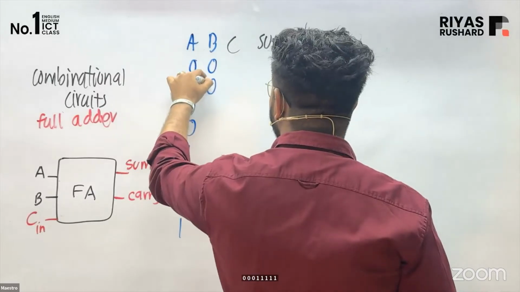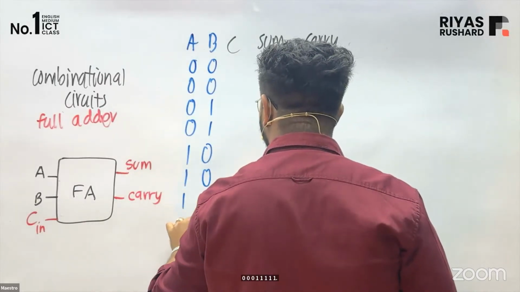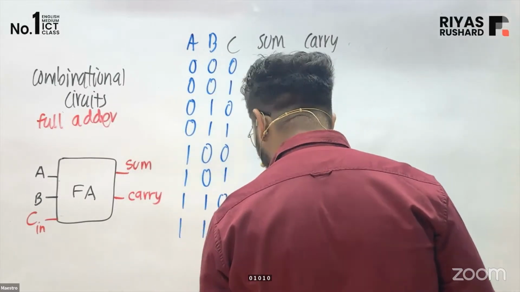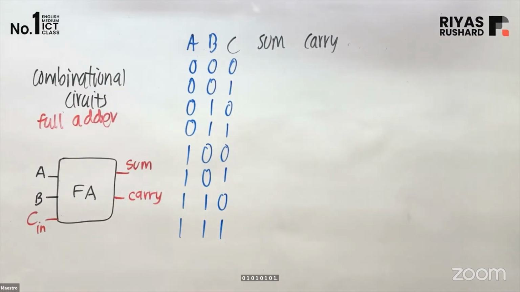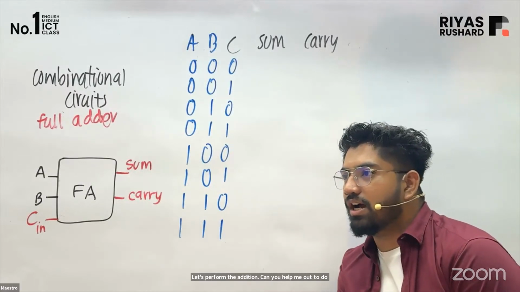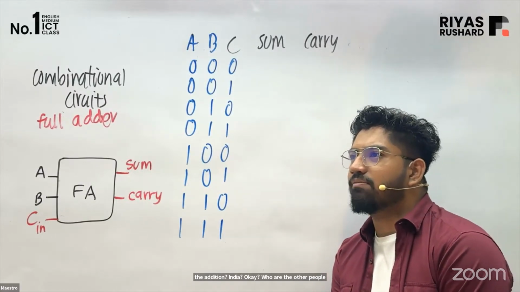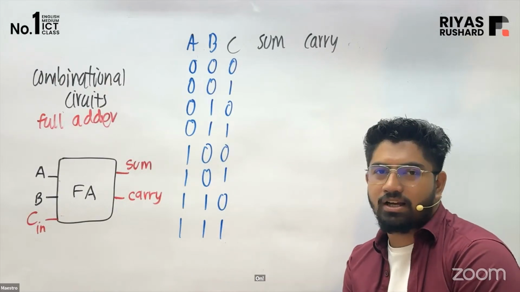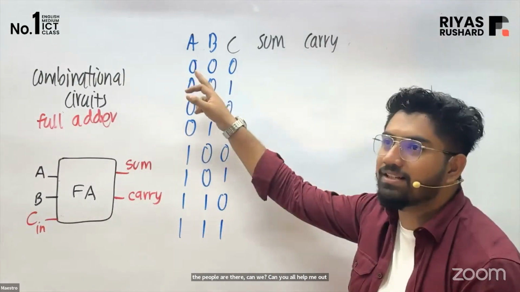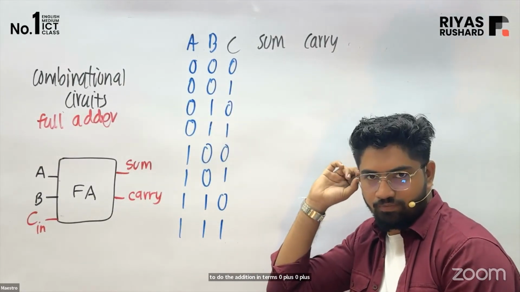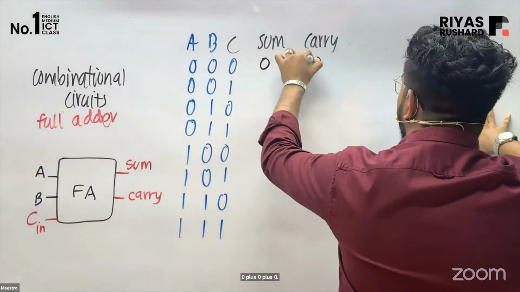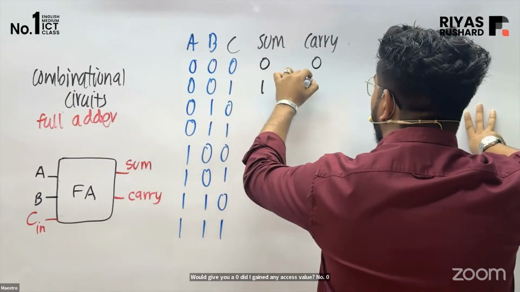Inputs: 0 0 0 0 1 1 1 1, 0 0 1 1 0 0 1 1, 0 1 0 1 0 1 0 1. Let's perform the addition. Can you all help me out with the addition? 0 plus 0 plus 0 would give you how much? 0. Did I get any excess value? No. 0 plus 0 plus 1 is 1.